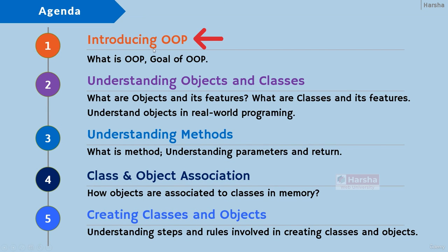So first we will understand what object-oriented programming is, what the goal of object-oriented programming is, what an object is and its features, and understanding the classes and methods, and also how the class and objects are associated. So the points 1 to 4 will be covered in this lecture.